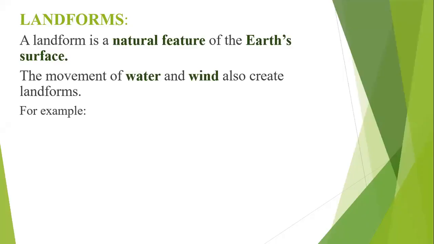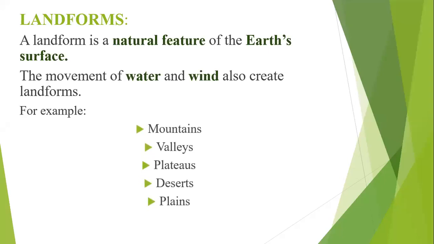So first of all, we will define landform. A landform is a natural feature of Earth's surface. You can also say that landforms are naturally formed areas of land on the surface of Earth. And the movement of water and wind also create landforms. For example, mountains, valleys, plateaus, deserts, and plains. So we are going to discuss these landforms one by one.